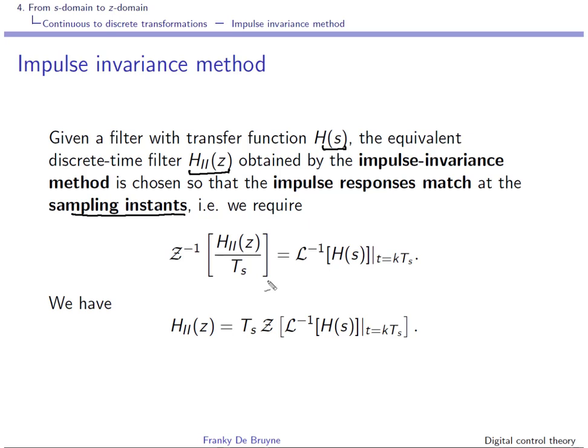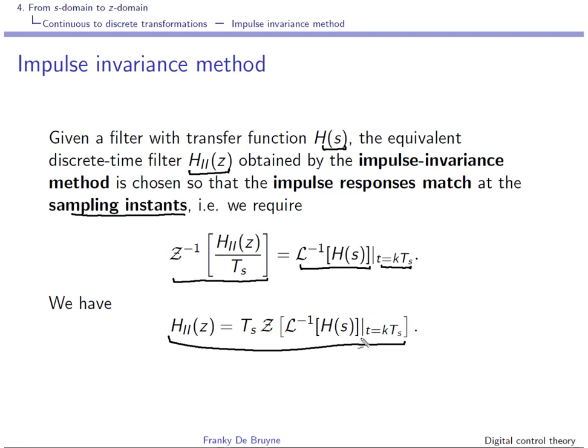So this is the impulse response associated with this discrete filter. This is the impulse response in continuous time, and they have to match at the sampling instants. If you take the z transform on both sides and multiply by Ts, you have a way of obtaining this equivalent discrete time filter using the impulse invariance method.